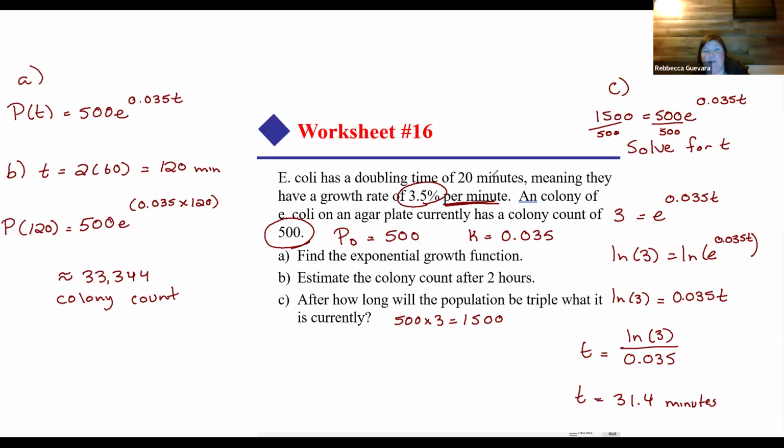So like I said, doubling time, so it's going to take 20 minutes for it to double. But after that, it's just going to take an additional 10 or 11, 12 minutes to triple.